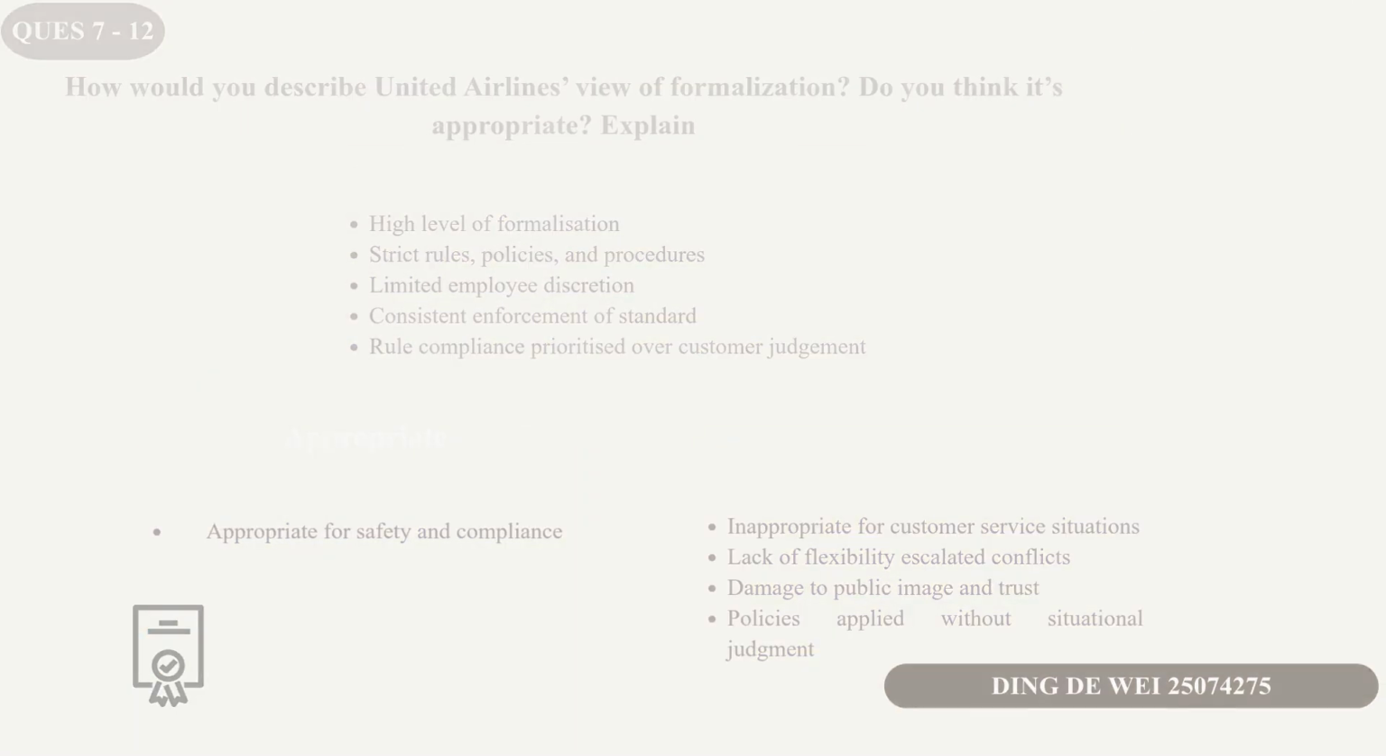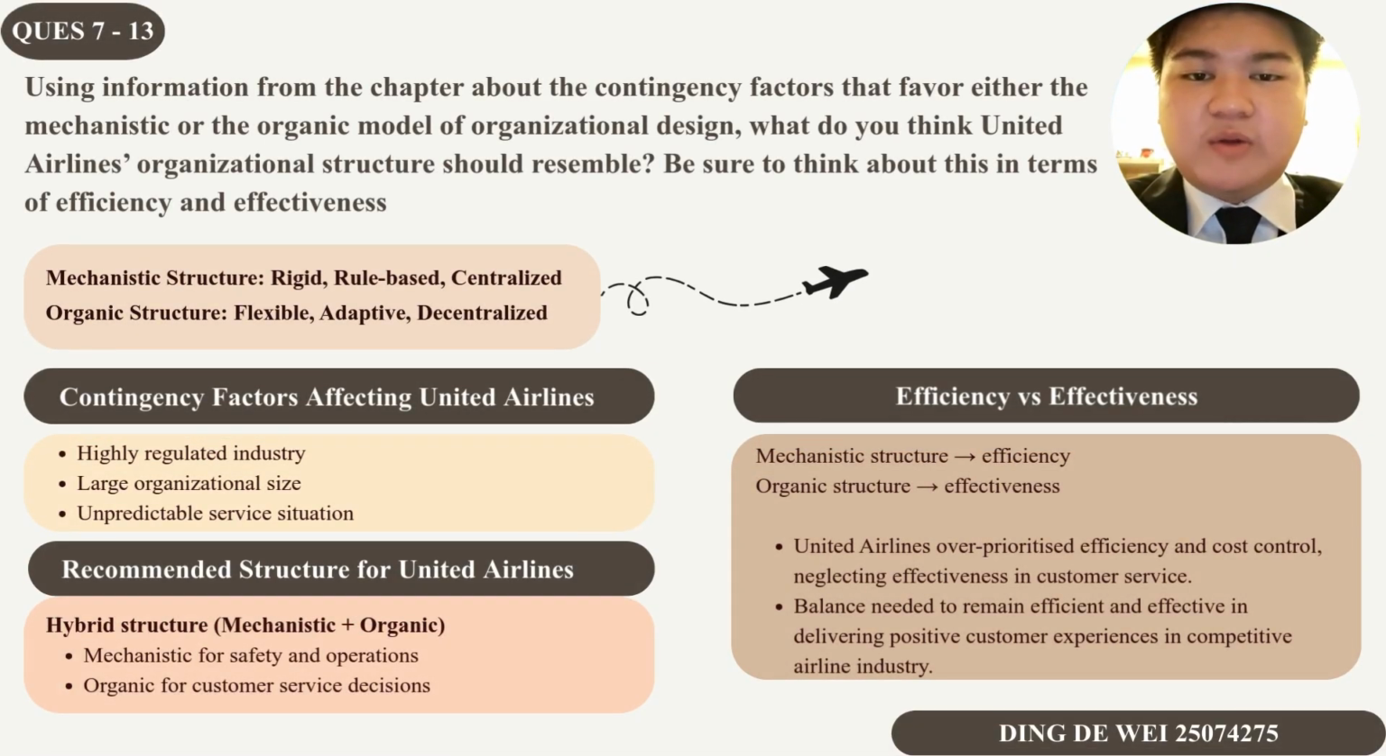the dominant approach. Using information from the chapter about contingency factors that favor either the mechanistic or the organic model of organizational design, what do you think United Airlines' organizational structure should resemble? Be sure to think about this in terms of efficiency and effectiveness. Now, organizational design typically falls along a spectrum between mechanistic and organic structures. A mechanistic structure emphasizes strict hierarchy, formal rules, and centralized decision making. An organic structure emphasizes flexibility, employee empowerment, and decentralized authority.